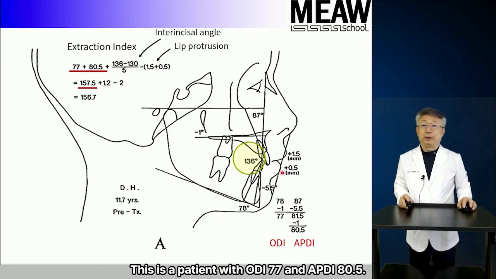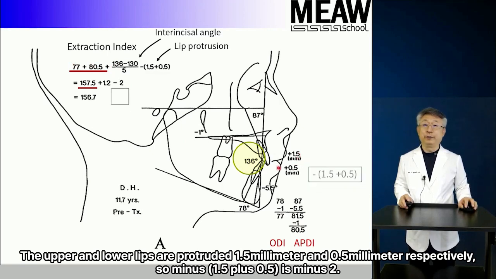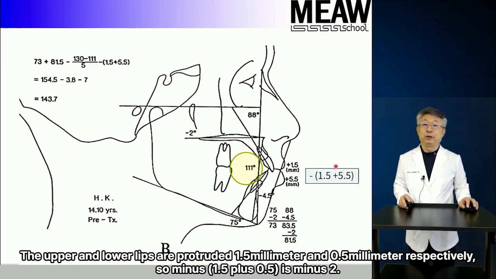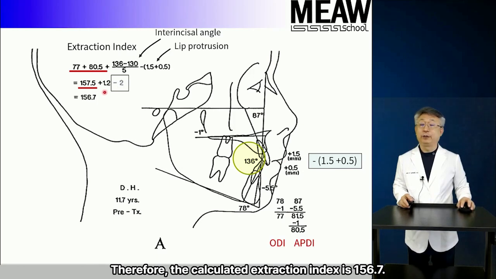This is a patient with ODI 77 and APDI 80.5. The interincisal angle is 136 degrees, so 136 minus 130 divided by 5 is +1.2. The upper and lower lips are protruded 1.5 mm and 0.5 mm respectively, so -1.5 plus -0.5 is -2. Therefore, the calculated extraction index is 156.7.